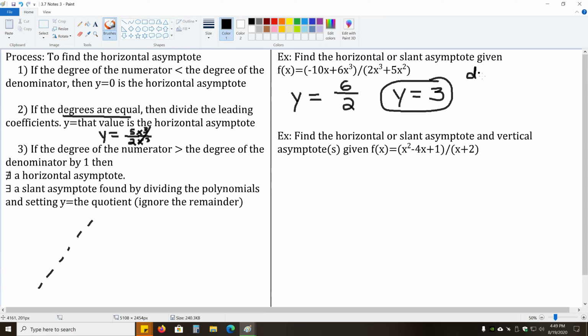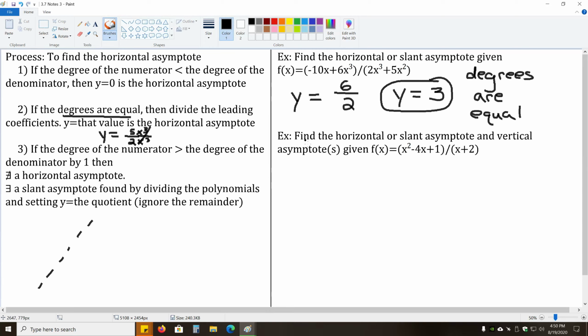since the degrees are equal. And this is all the work that we would need to show for a problem like this. Just make sure you show y equals the division of the two lead coefficients, and then maybe make a quick note to show that this is why you're doing it, because the degrees are equal.